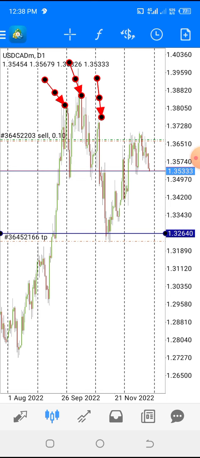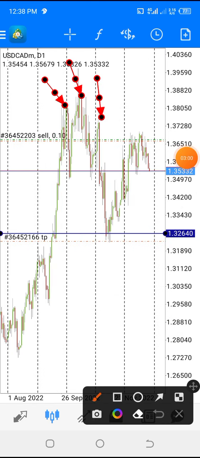Now I want you to realize one thing. Let's mark now in daily. Let's mark our breaker. This is of course our lower low here. That's another lower low, and this also is our lower low. Now let's just look for our retracement. There is another retracement there, and there is another retracement there.